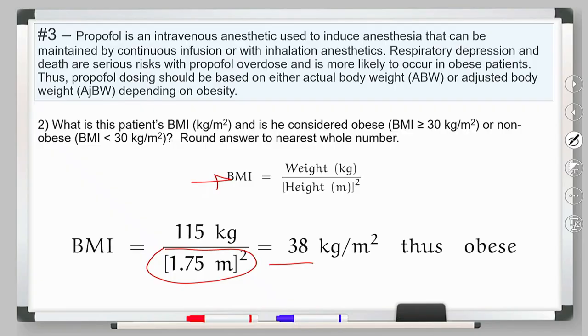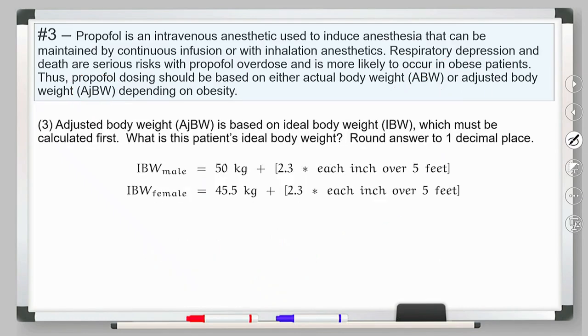Okay? So hopefully you got a value of 38, and we would compare that back to the fact that we usually have a cutoff of 30 kilograms per meter squared as a definition of obesity. Anything with a BMI greater than 30 is considered obese. And since he is greater than 30, we're going to consider him as obese. So instead of using his actual body weight to dose, what are we going to use? His adjusted. So we need to now calculate his adjusted.